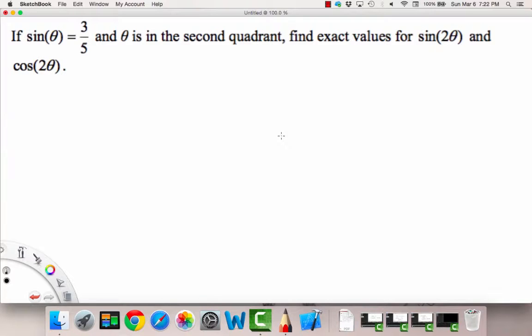So let's say we're given that sine theta is equal to 3 over 5, and theta is in the second quadrant. We're going to find exact values for sine of 2 theta and cosine of 2 theta. Okay, so let's draw out what we have.